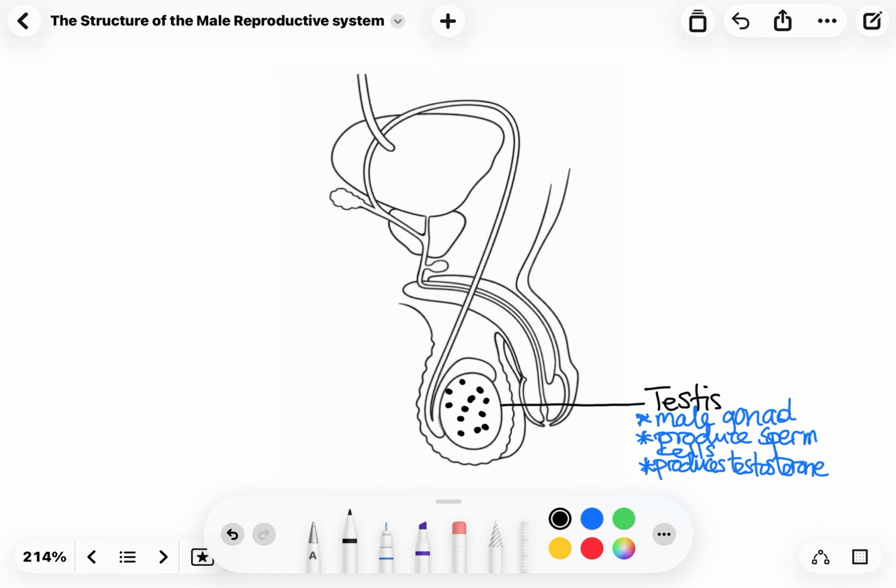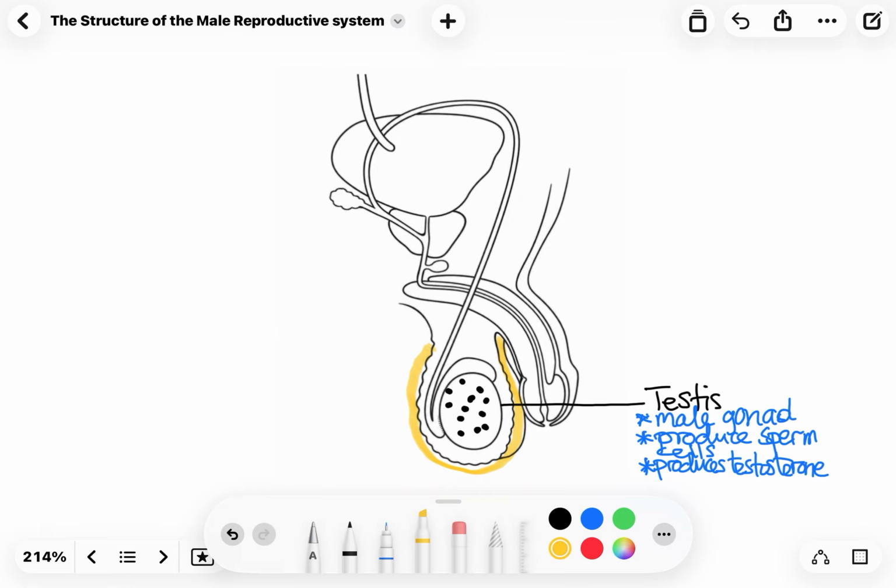Next, we're going to look at this structure. We're going to identify this structure, the one that's surrounding our testes. And you can see it is accommodating the testes, meaning that it is protecting. So its function, number one, is to protect. Number two, you can see that it is loose, such that it is hanging the testes outside the body.